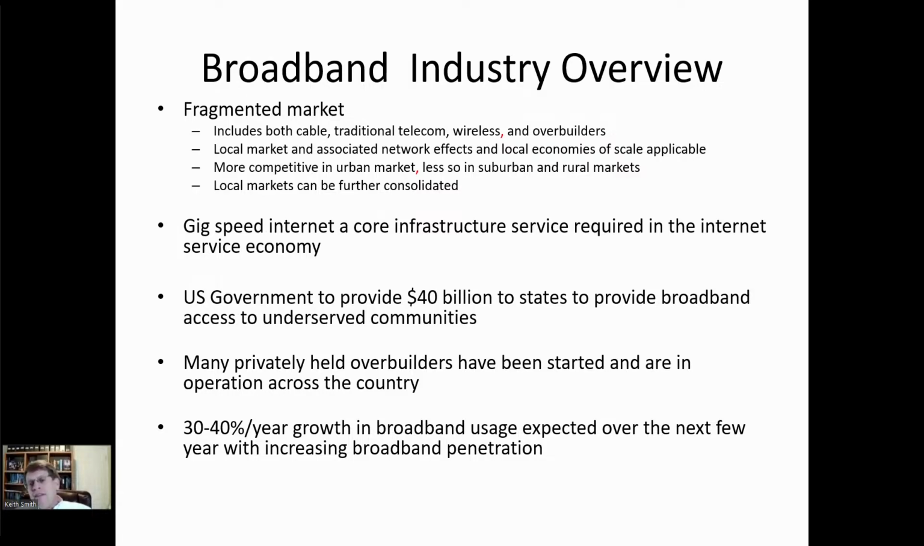What's really driving this is the 30 to 40% per year growth in broadband usage, which is expected to continue to grow. And so you're going to have multiple growth things here. You're going to have this base growth of 30 to 40% per year in terms of usage, but in addition to that, you're going to have increased broadband penetration. So those things are really going to be the growth drivers here.